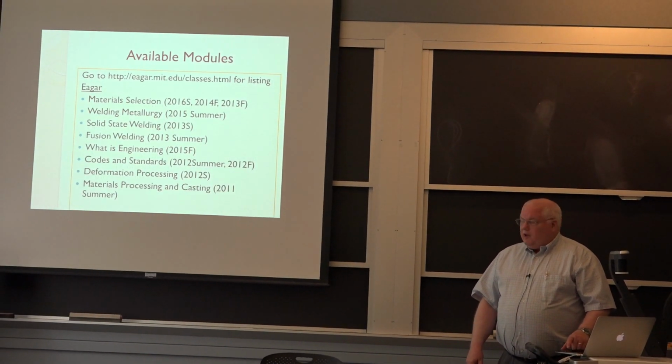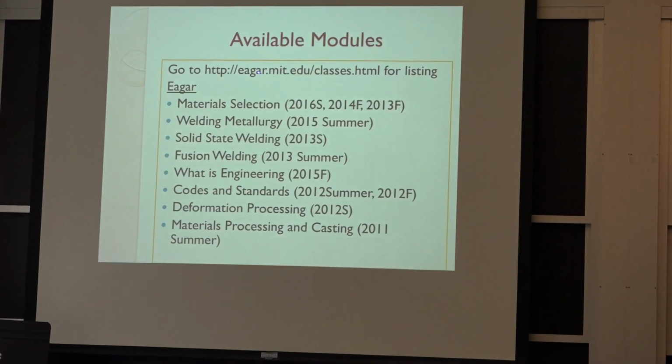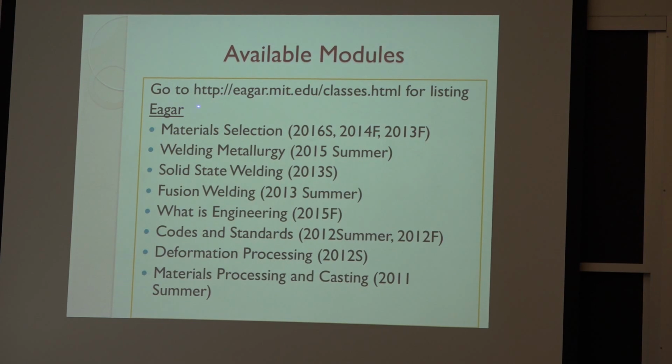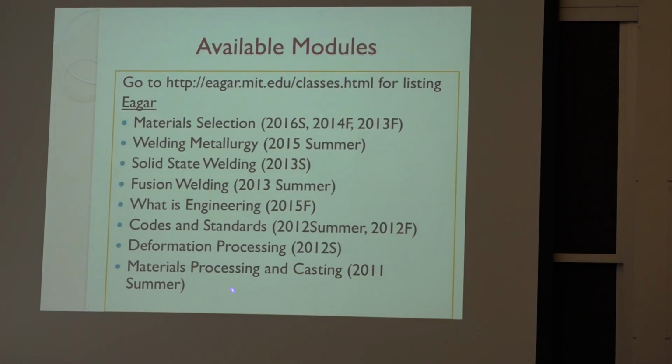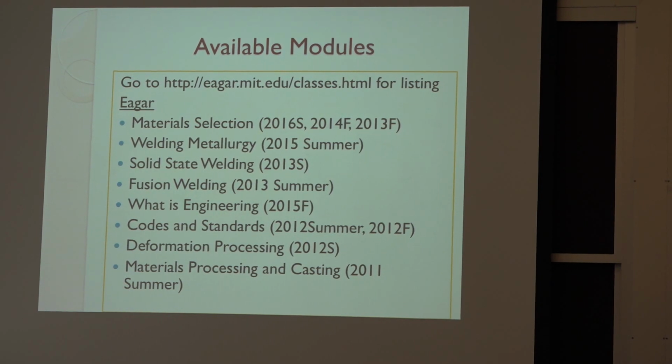Now, the actual modules that we have available for you, if you go to my website, eager, and you have to make sure you spell it with an AR, not an ER, .mit.edu, and click on classes, you'll see the ones that I've lectured, and we have video presentations on material selection. I've done that 3 times in the spring, fall, and fall of those years. Welding metallurgy, solid state welding, and fusion welding. The 2N students are actually required by the Naval Sea Systems Command to select these 3 modules. You don't have a choice so far as that goes.